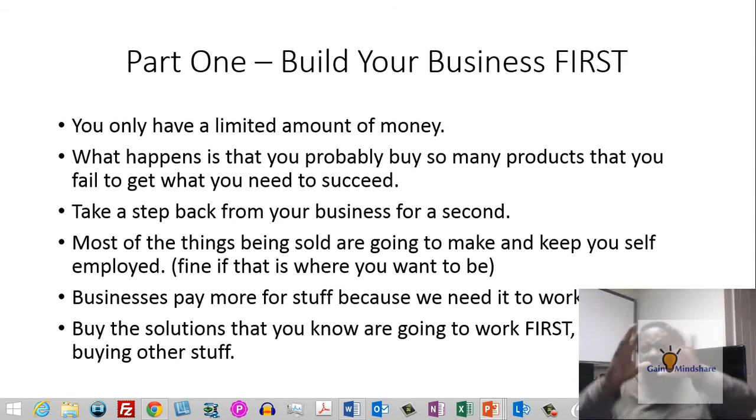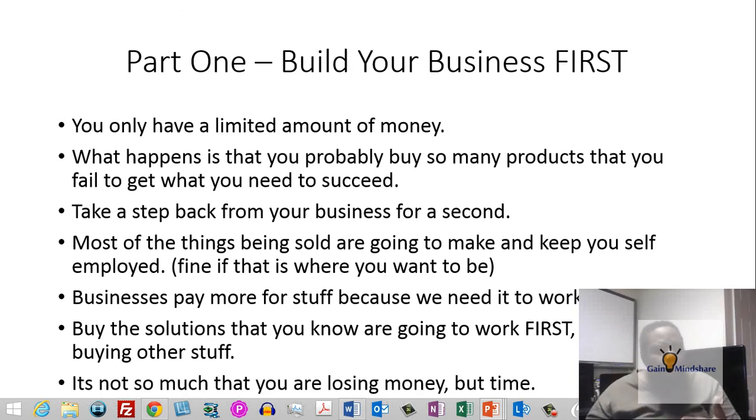That's a wrong mentality. And if you're just buying because it's going to save you money, that's almost the kind of mentality where you're focused on saving money as opposed to making money. So now I'm going to tell you why this really matters.